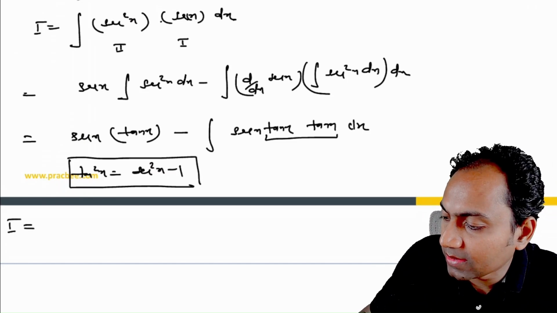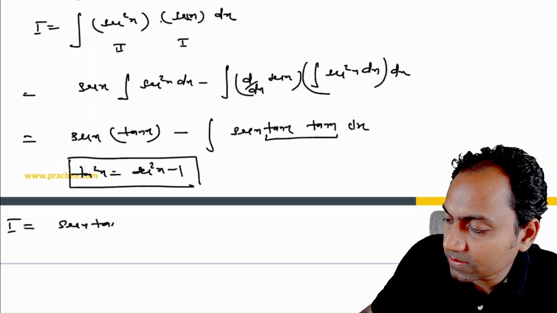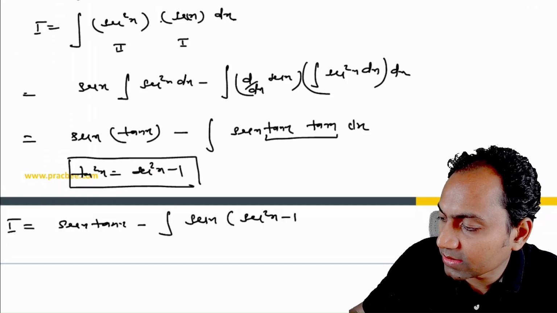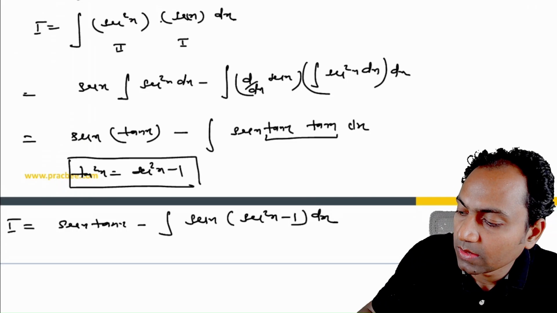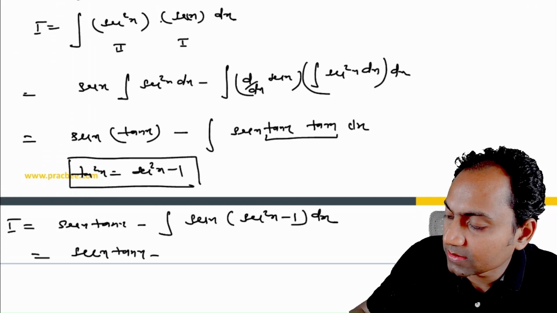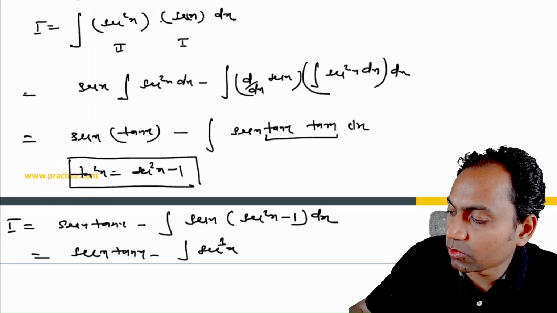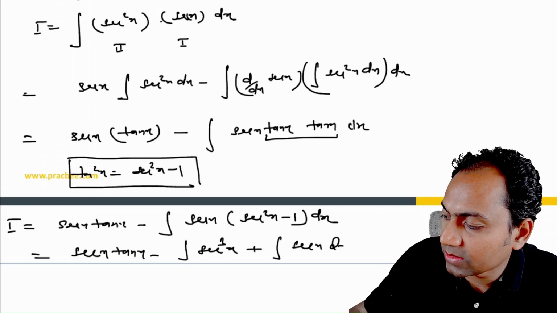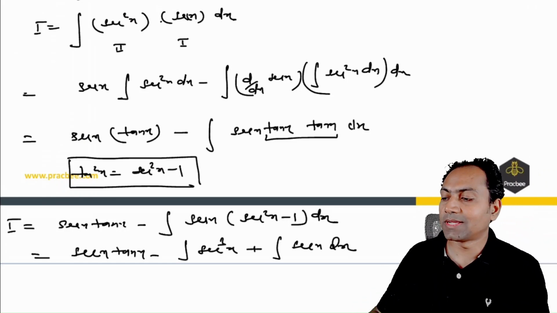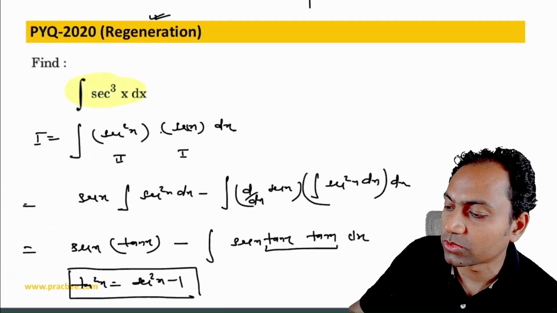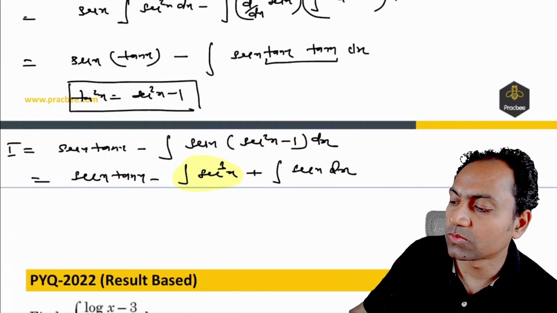This is nothing but I. This becomes sec x tan x. And this part is nothing but integral of sec x into sec square x minus 1 dx. If I do this, it becomes sec x tan x minus integral of sec cube x plus integration of sec x dx. We can see that we have again got the same integral from where we started, the same sec cube x. So this is what the question was. We have got the same integral again. So this is what I call regeneration.